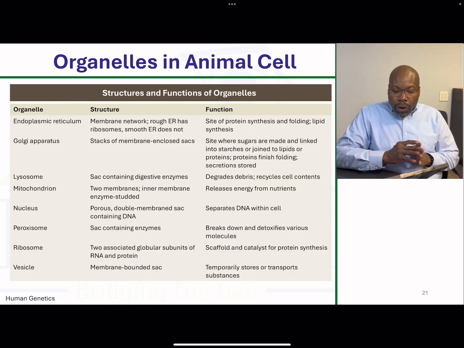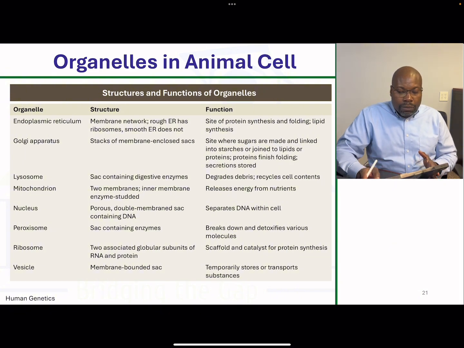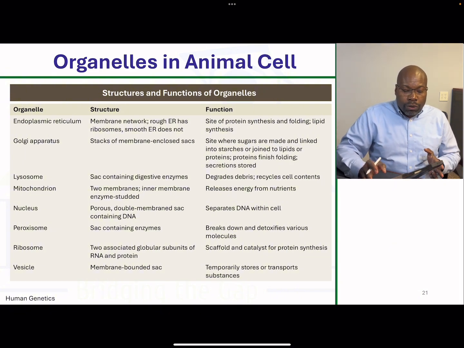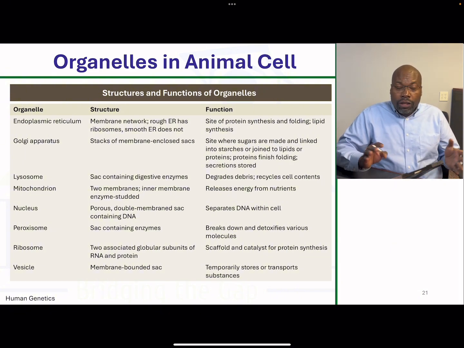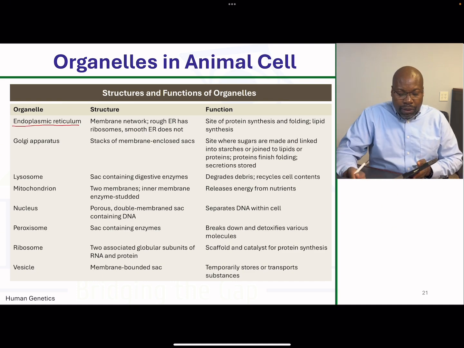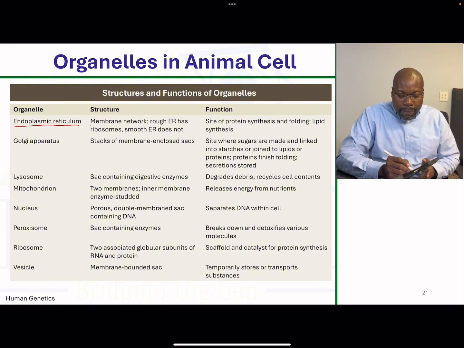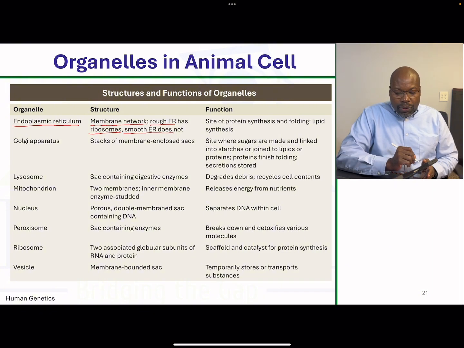This slide is more of a summary slide. It's just to give you a way to summarize all the different organelles. You can think of the organelles: endoplasmic reticulum. What is the structure of the endoplasmic reticulum? It's a membrane network, right? Rough endoplasmic reticulum has ribosomes. The smooth endoplasmic reticulum does not have ribosomes, right?